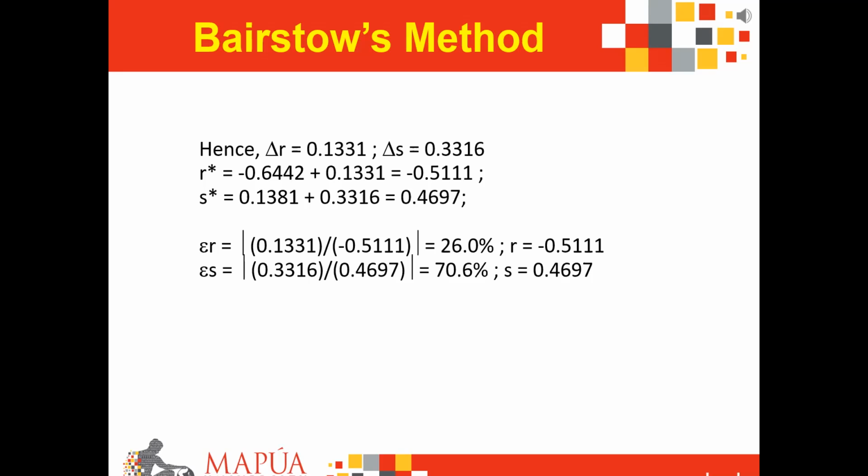With an error associated with your R to be 26%, and an error associated to your S giving you 70.6%. Thus, we simply repeat the process, setting your previous R to be negative 0.5111, and your previous S is now set as 0.4697.